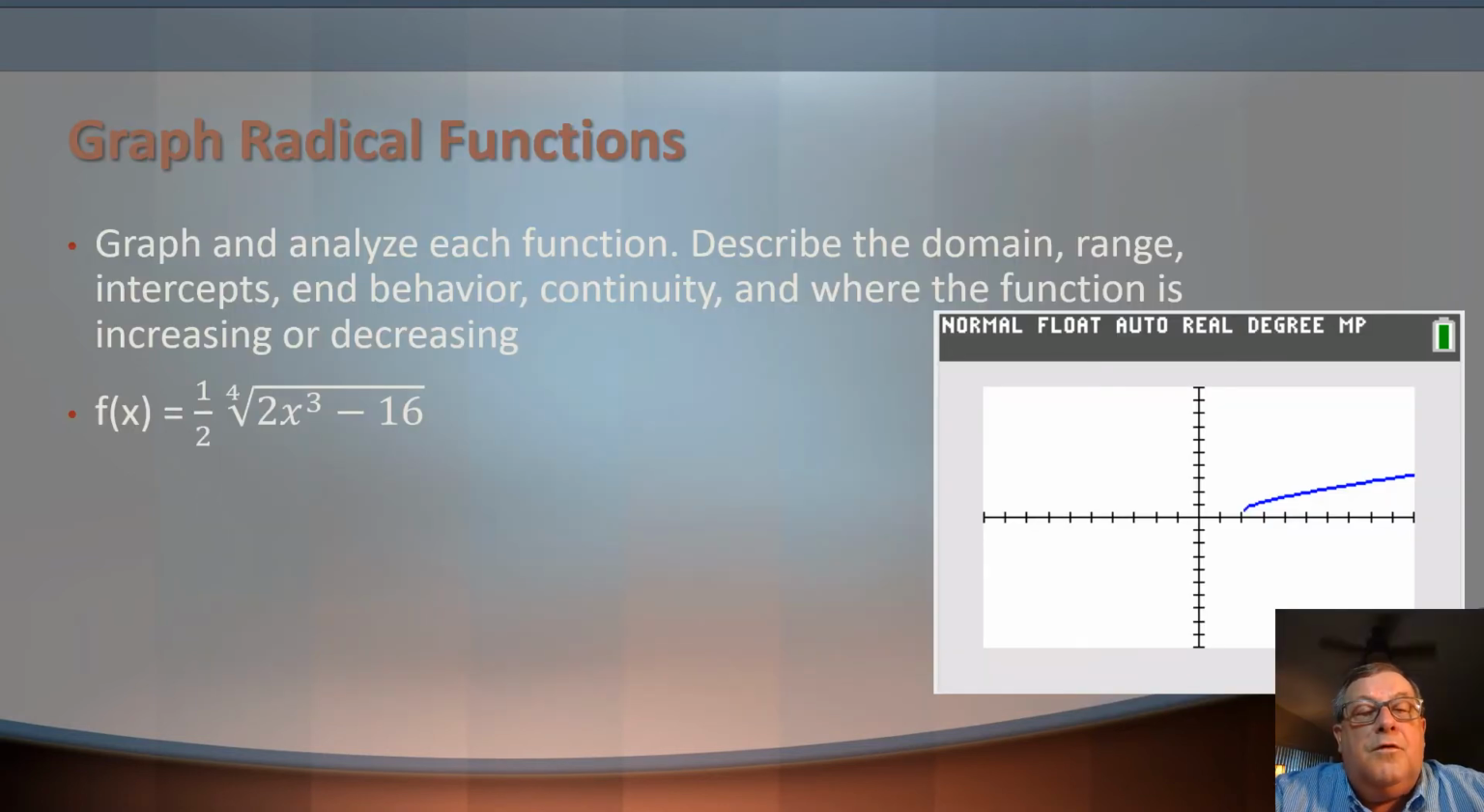All right, here we got a fourth root. We've got 1/2 times the fourth root of 2x cubed minus 16. It's got all the characteristics of an even root. In fact, it even looks like a square root, but that's why it's characteristic of an even root. On the domain, you can see that we go from 2 right here out to infinity. Our range is at 0 to infinity.